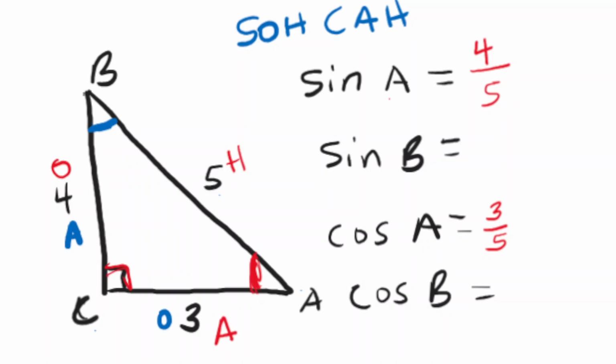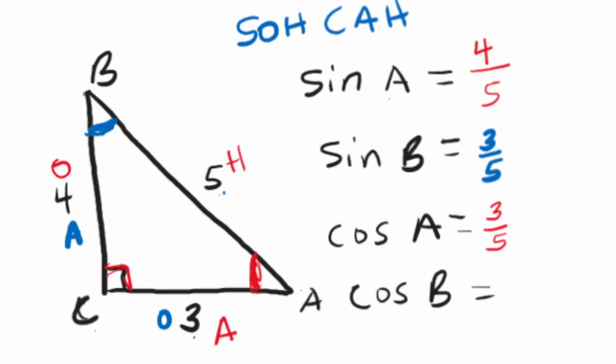So sine B, meaning we're now talking of this angle. Our hypotenuse always stays the same, but our adjacent and opposite are going to change because the angle has also changed. We're talking of this angle, so AC becomes our opposite, and BC becomes our adjacent. So sine B is going to be opposite over hypotenuse, which is 3 over 5.